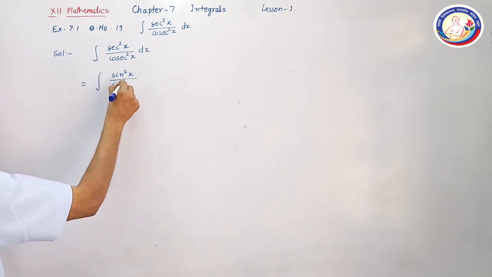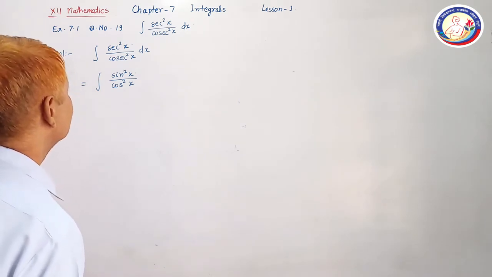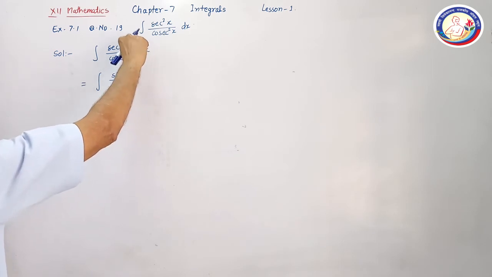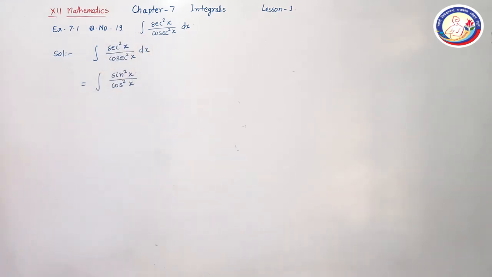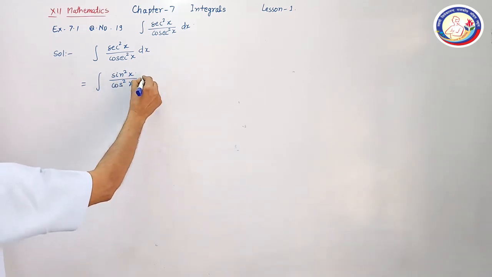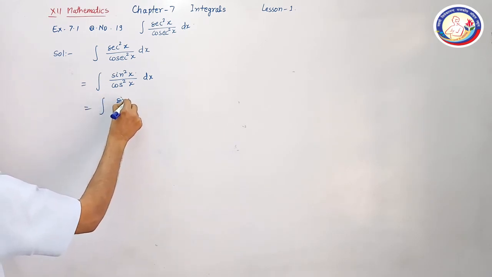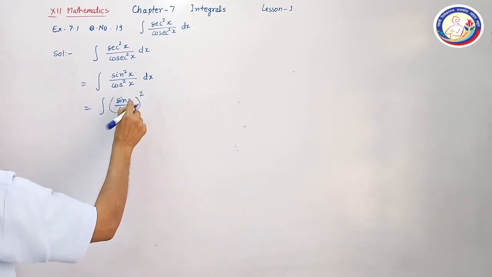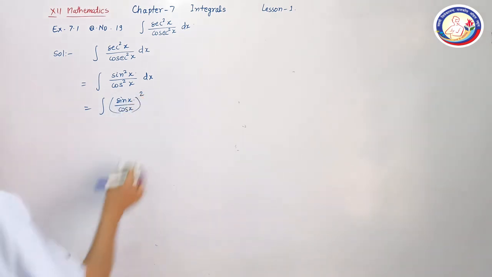upon cos square x. By a simple trigonometrical formula, the reciprocal function sec x is the reciprocal of cos x and cosec x is equal to 1 upon sin x. So we have used the formula and written this. Now it can be written as sin x upon cos x whole square, and that is tangent x squared. So we can simply write it as tangent square x.